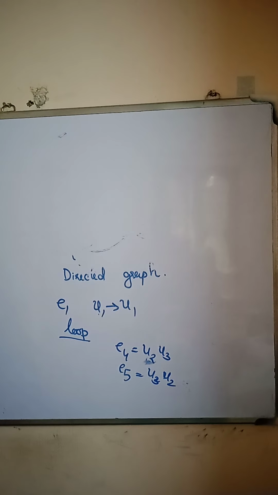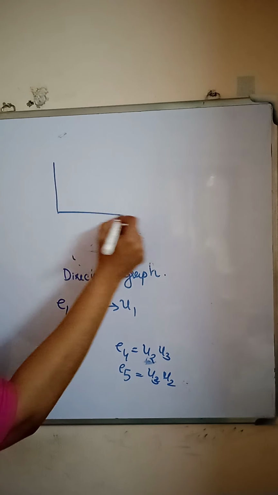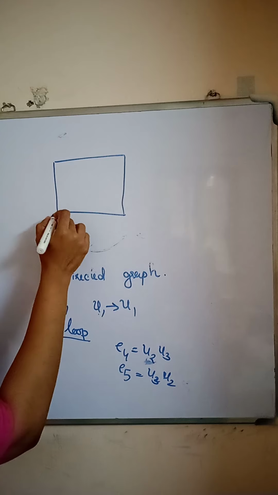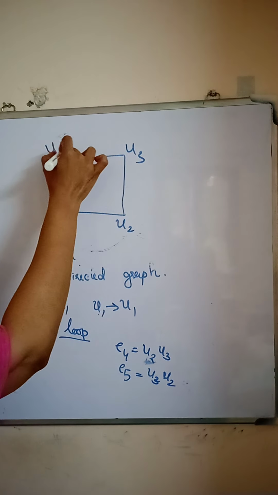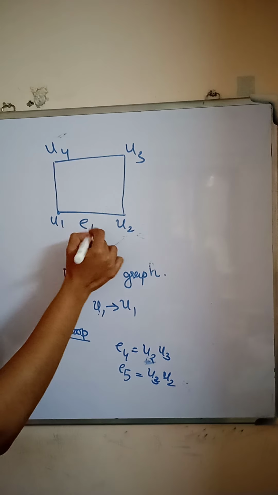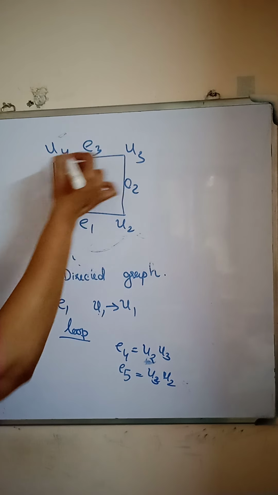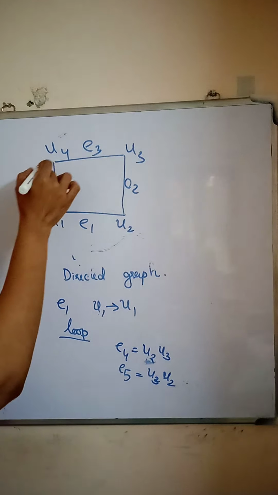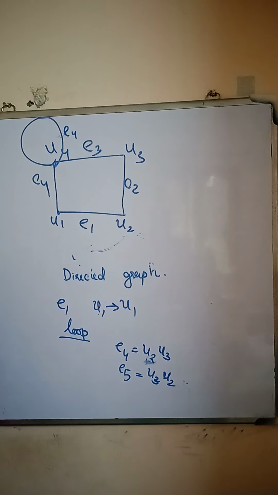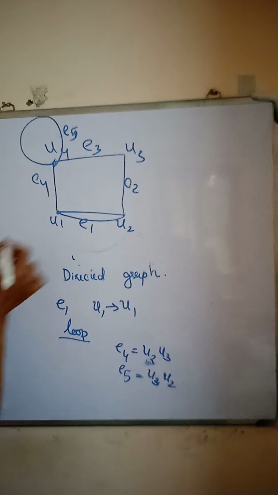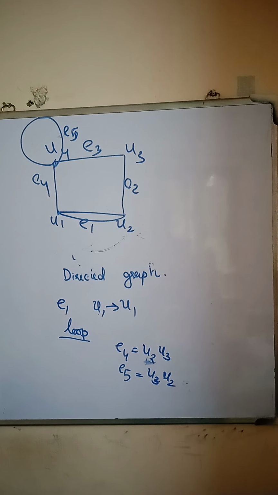For example, this is a simple graph with vertices U1, U2, U3, U4, and the edges E1, E2, E3 and E4. If we add a loop here, this is not a simple graph. Also if we draw parallel edges, it is not a simple graph.